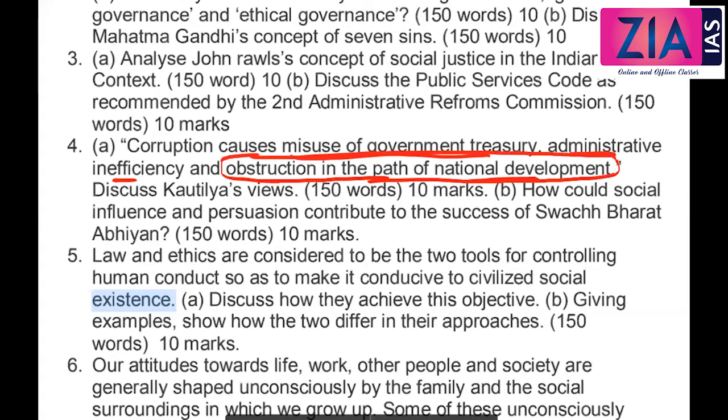Here what they're asking is to discuss Kautilya's views. Again, this was a tricky question. Some of you might not know about this, but even if you don't, just keep silent on this aspect and start writing about the rest. Don't mention anything about Kautilya in your answer. They will presume it is going to be very general only.